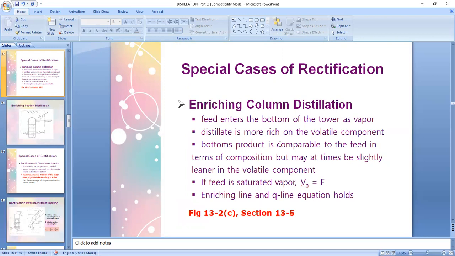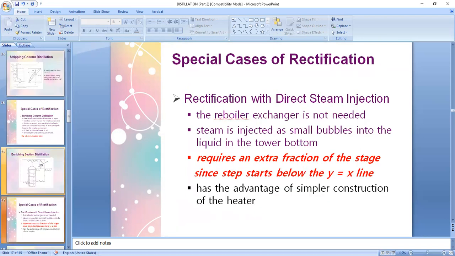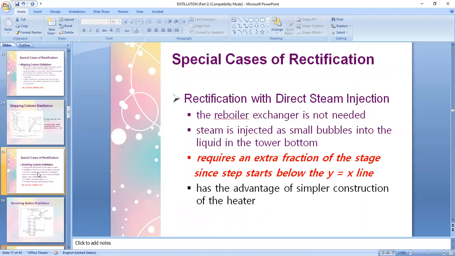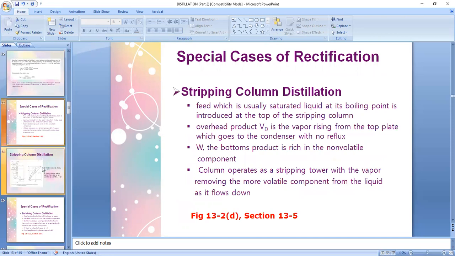Now, if we have enriching section or enriching column distillation, we also have what we call the... wait, class. How come I jumped here? Okay, I'm sorry. I jumped there. It should be next.